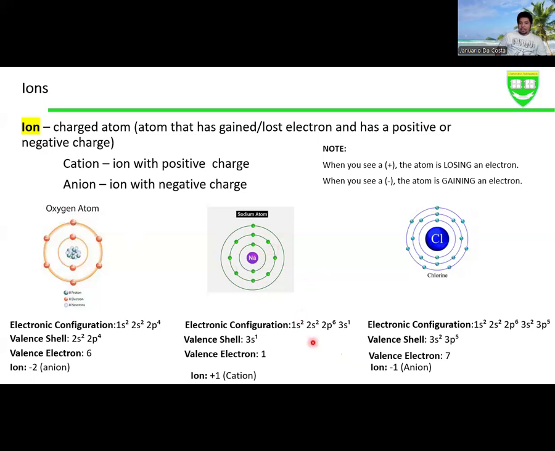So it's already balanced, right? Because it is giving an electron or losing an electron, you have the symbol of positive. When you have a positive, you call that a cation. It needs to lose 1 electron. That's why we have positive 1 over here.